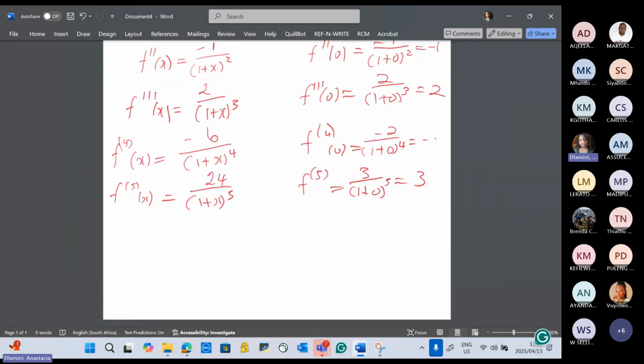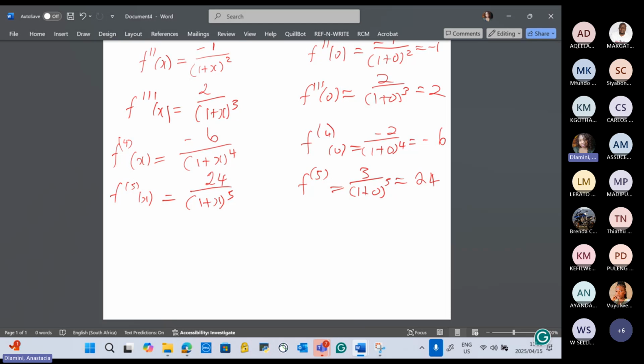So this is -6, and this is +24. Did you guys verify? Yes, number 4 also got -6, over 1 plus x. Okay. Thank you. So then number 5 will also be correct.